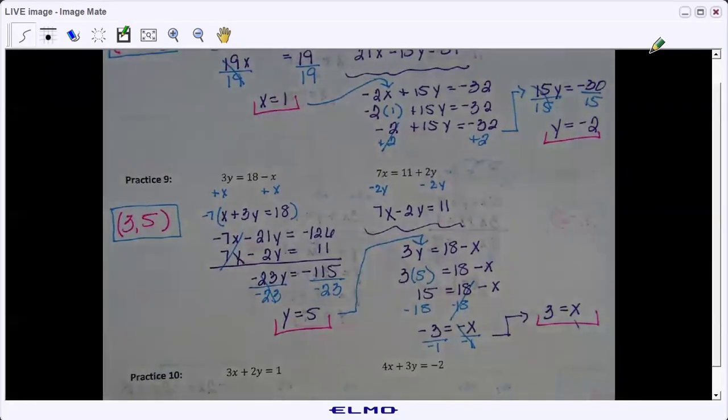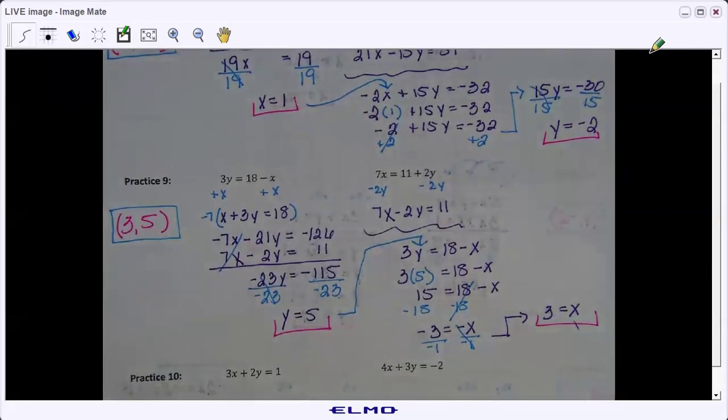Okay, here is practice 9. So check your answer. Any questions?